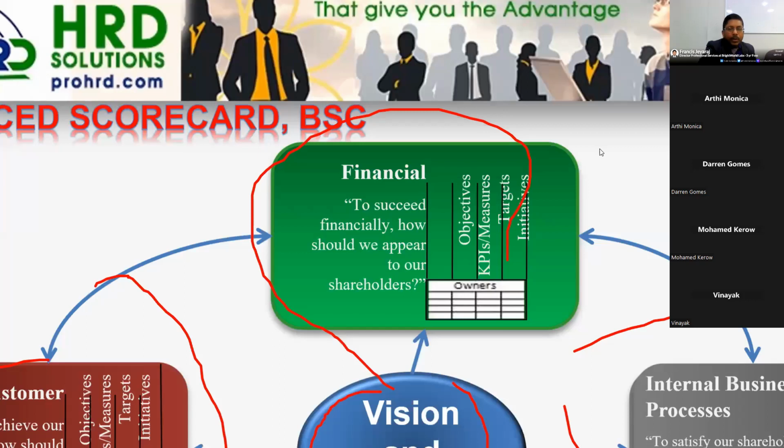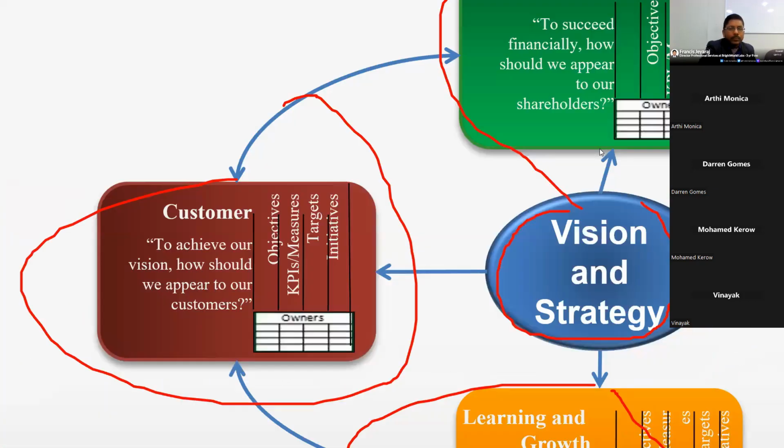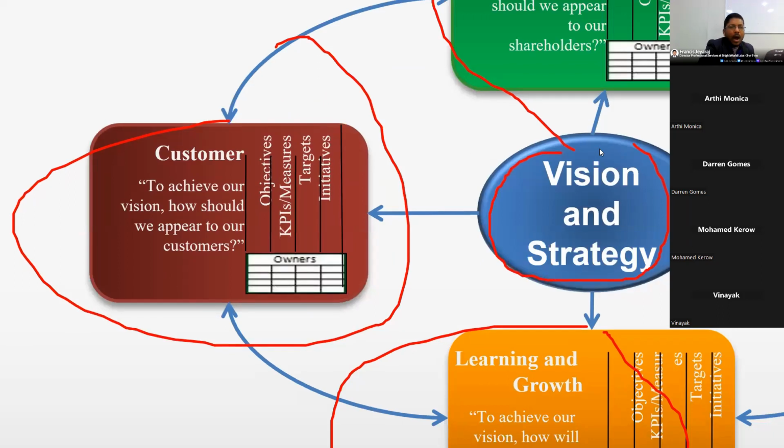Financial, for example, financial perspective. The objective is to succeed financially. How should we appear to our shareholders? So you'll have the objectives for this statement, and then you'll have KPI measures and the targets, what targets we achieve, and what initiatives you have taken. Then we'll move on to the next perspective, customer perspective. To achieve our vision, how should we appear to our customers? Customers are king. So in order to delight the customer, what objectives do we need to have? Then you come out with the KPIs to measure, and targets and initiatives.